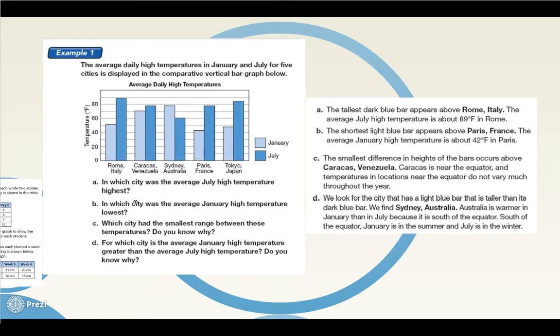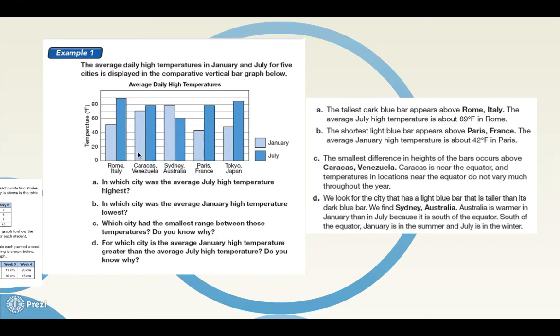Which city had the smallest range between these temperatures, and do you know why? You're looking for the range between January and July, which is the distance from January to July. This one has a pretty large range, so you're looking for one that has a small range. And it looks like Caracas, Venezuela, has the smallest range. Now, the question is, do you know why?